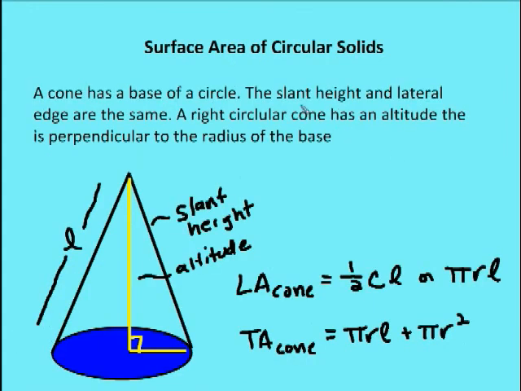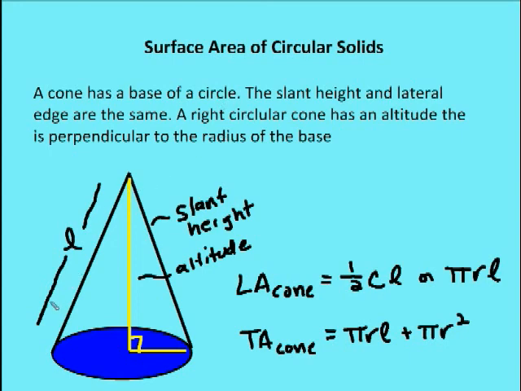Okay, moving on to our second circular solid. We're going to call it a cone. So we have cylinders and cones. And a cone in this case has just one base, and that base is a circle. So a cylinder had 2 bases, both circles. A cone has one base, and that base is a circle.